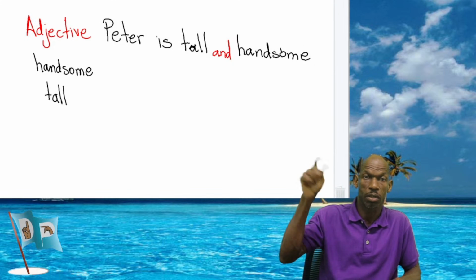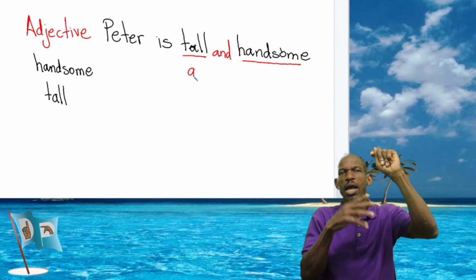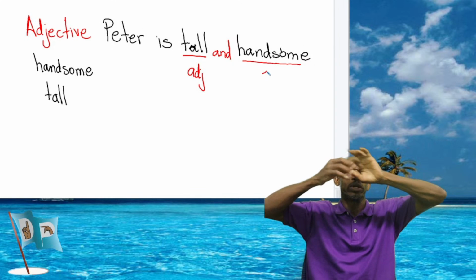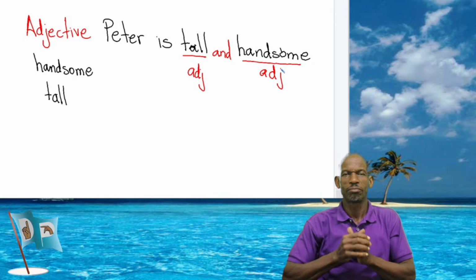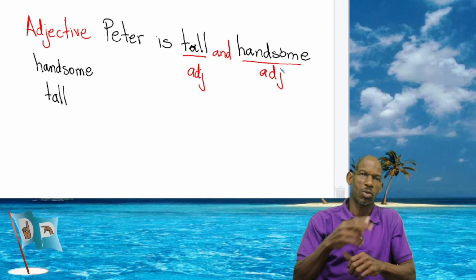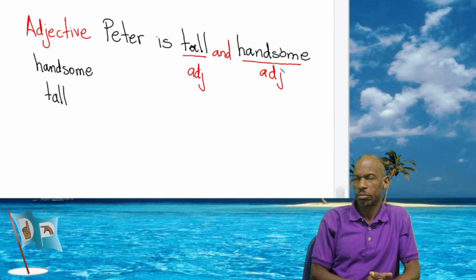So I am joining tall and handsome together. They are adjectives. ADJ is for adjective. I am joining two adjectives in my sentence to talk about Peter. I'm going back again.